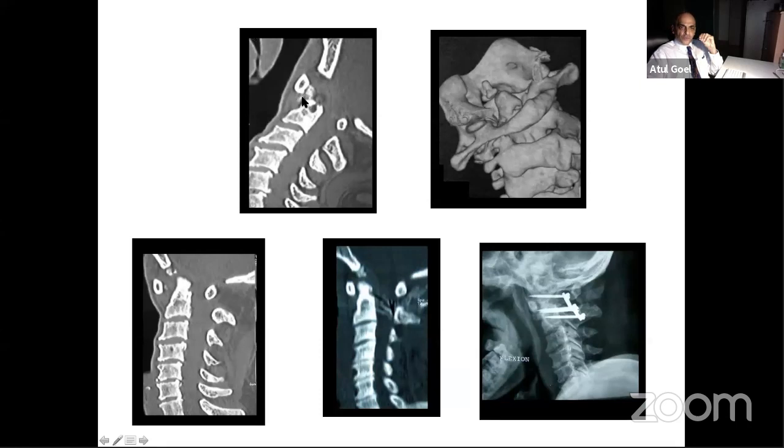Here is another bone formation in the region of the apical ligament. There is some bone formation here. This is not a primary process. This is a secondary phenomenon, secondary to atlantoaxial instability, and stabilization is the treatment. There is no need for decompression.